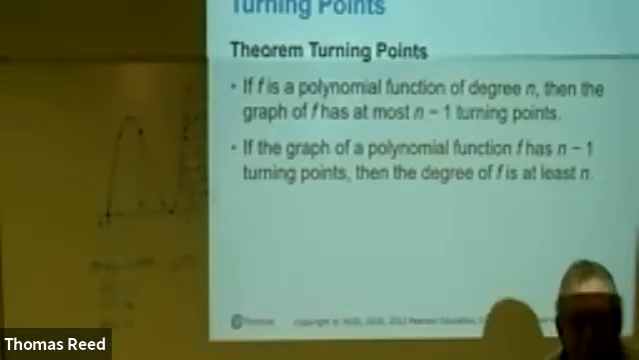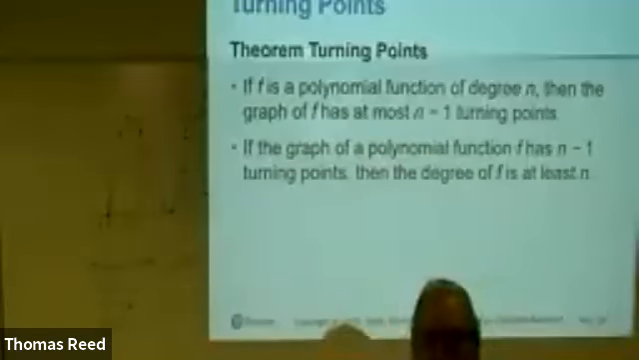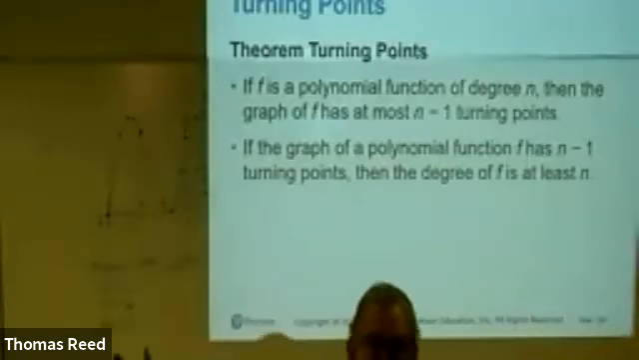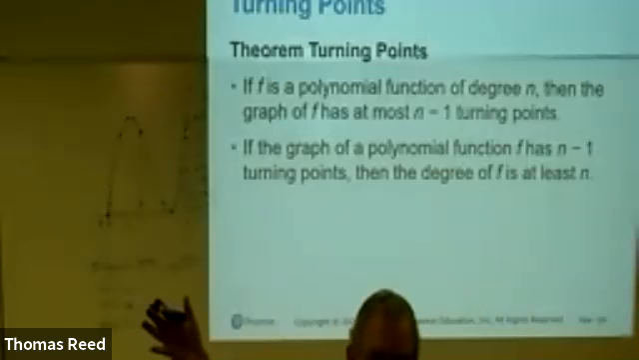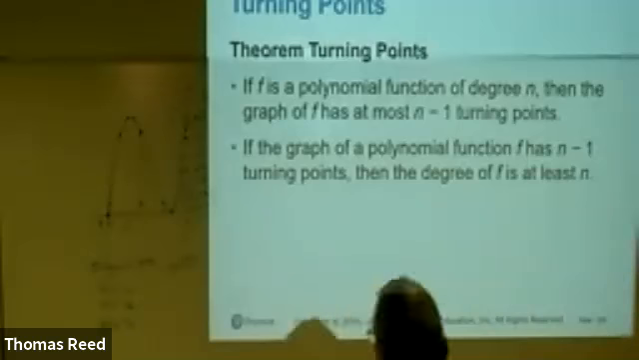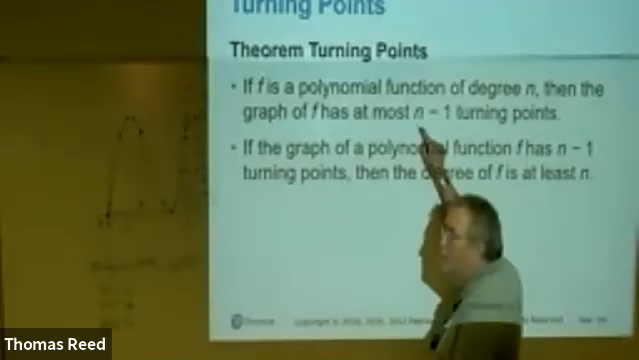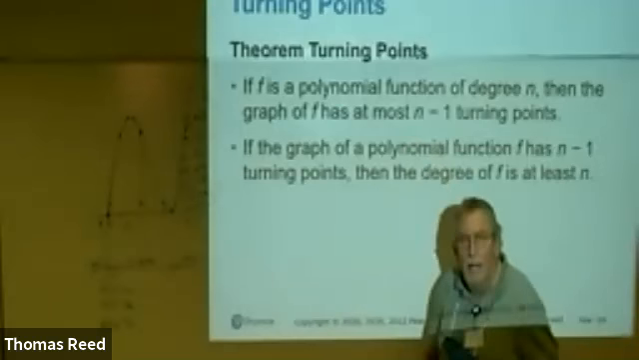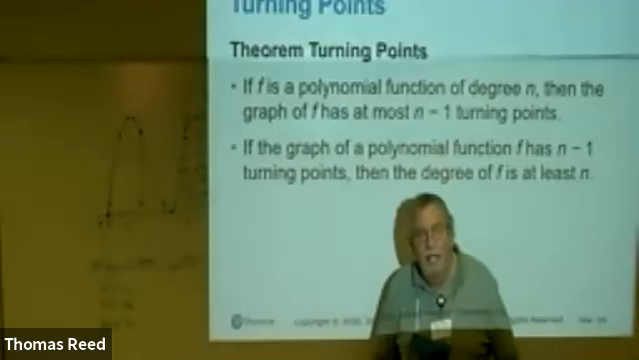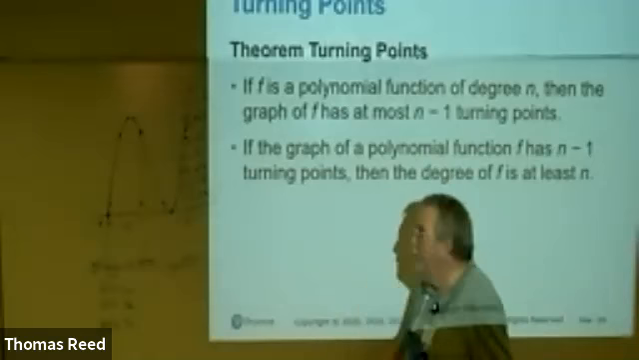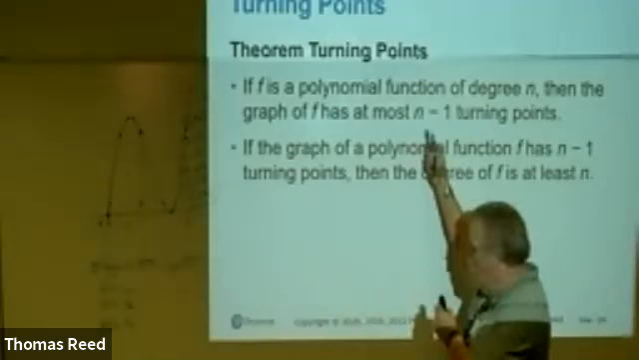Think of a linear graph, a line. How many turning points can a line have? None. It's a straight line. There's not going to be any turning points. What's 1 minus 1? Right? The degree of a linear function is 1. What's 1 minus 1? 0. Have 0 turning points. X squared. How many turning points does x squared have? X squared has 1.